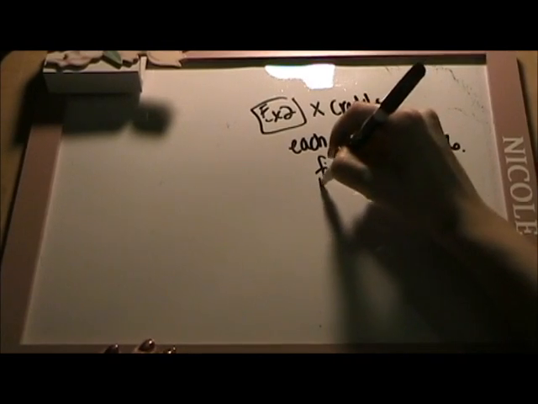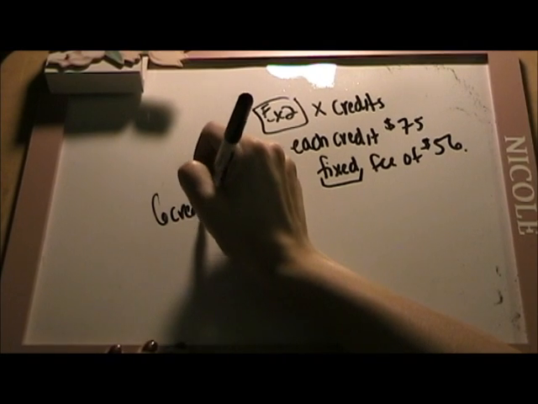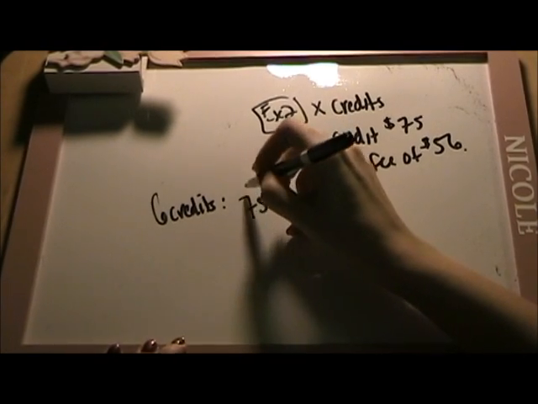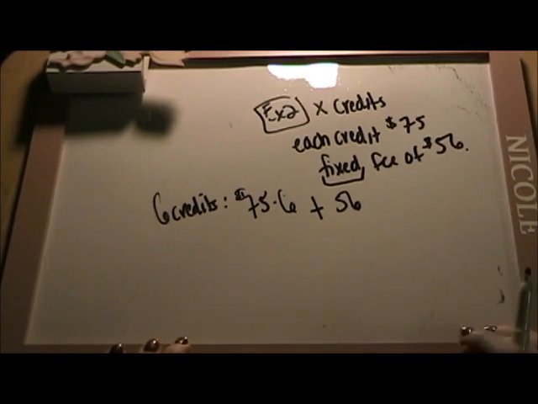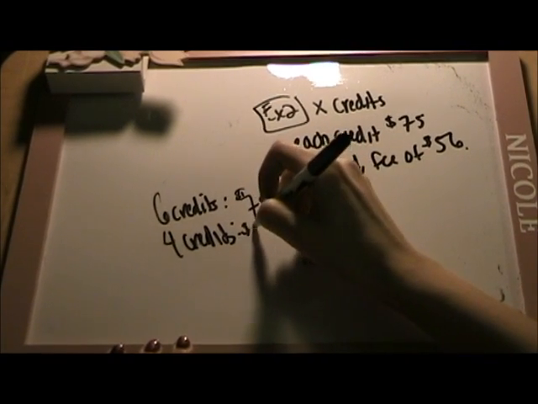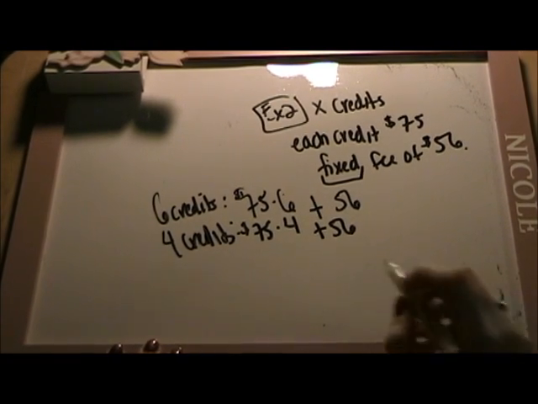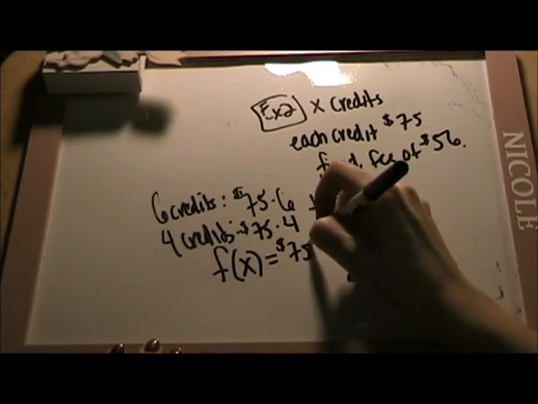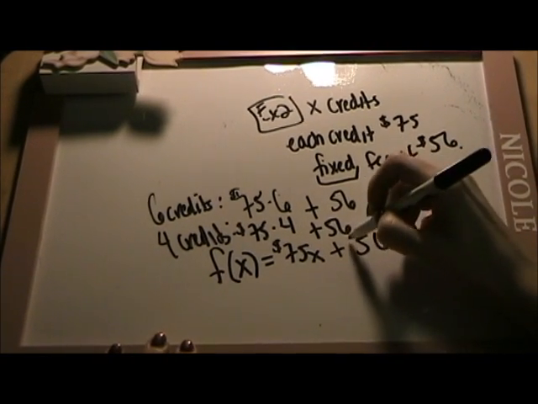This fixed fee means that I'm going to be paying $56 no matter what. So let's say I'm taking 6 credits, and I wanted to find out how much my tuition is going to cost. It's $75 times the number of credits plus that $56 that I have to pay. If I'm taking 4 credits, I would multiply $75 by 4, and then add the $56. So for a general equation, I took $75, times the number of credits, and added the $56.